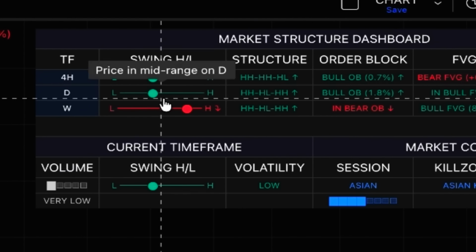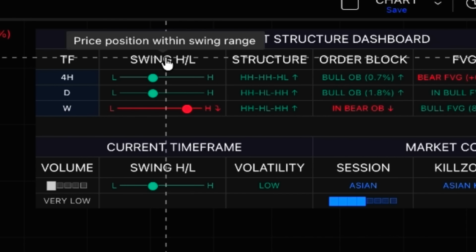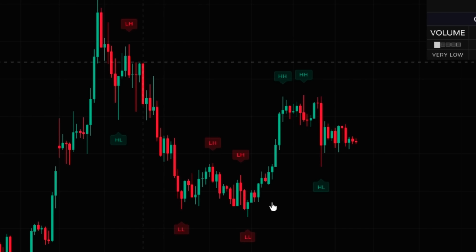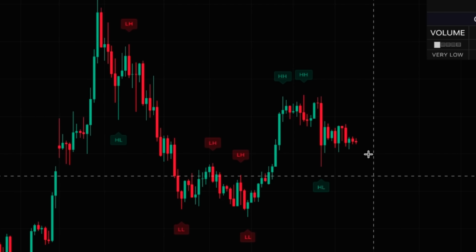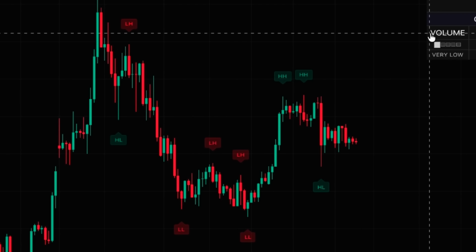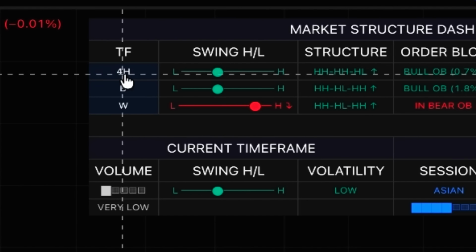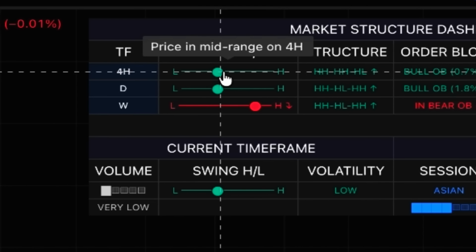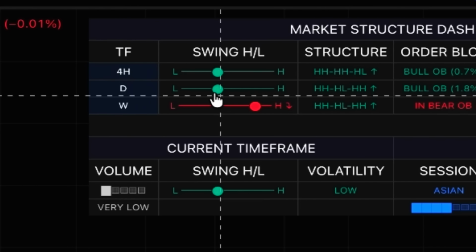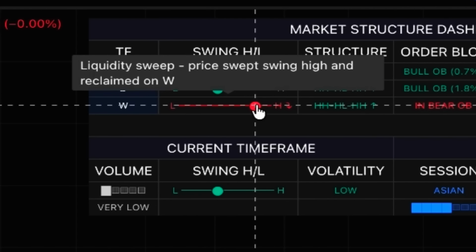Here in this column, it shows information about price position inside the recent swings of the price. So regarding the last swings of the price, it tells us what is the current position of the price. For example, for 4 hours time frame, at the moment the price is in mid-range. Similar position on daily time frame, and on weekly time frame, it says that we had liquidity sweep.